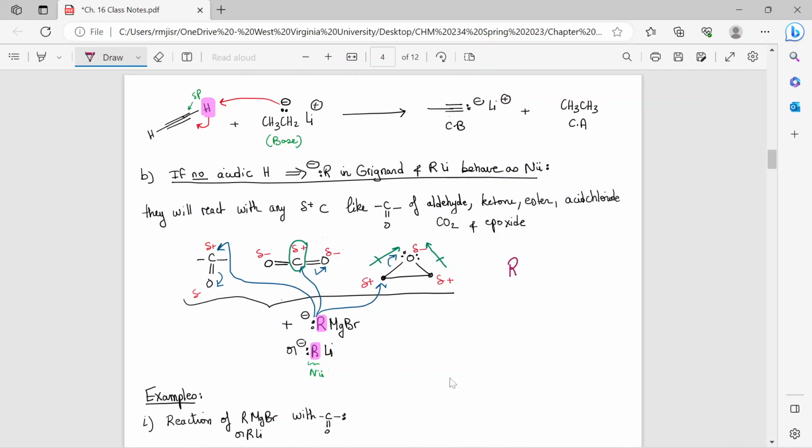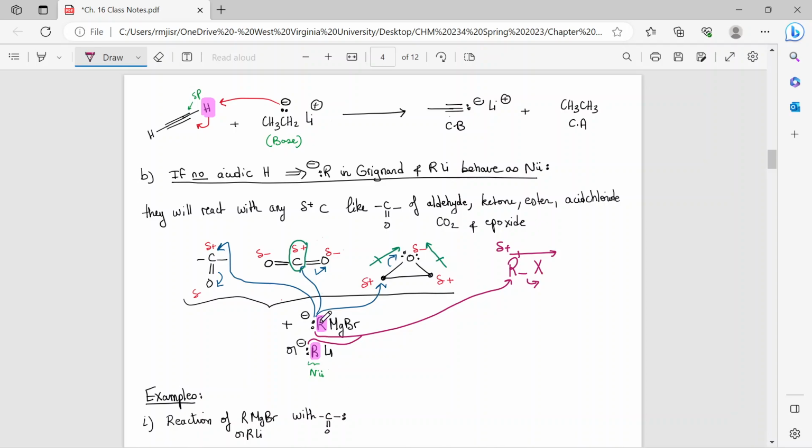Also, carbanions can attack alkyl halides, because alkyl halides have an electrophilic site due to the electronegativity of the halogen. So any of these carbanions are going to come and attack the R, and X is going to leave. So in this case, your product is going to be an alkane. You're going to make a bond between this R and this R over here.